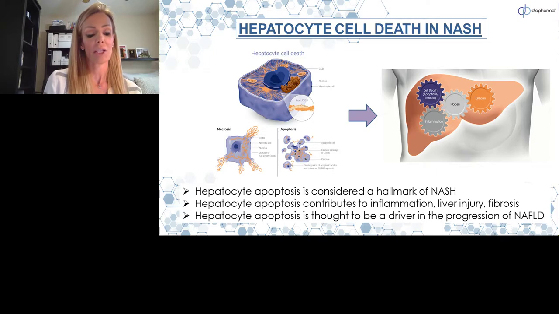Apoptotic hepatocytes, in turn, activate immune cells and hepatic stellate cells, which leads to chronic inflammation, liver injury, and fibrosis. Hepatocyte apoptosis is thought to be an important, if not critical, driver in the progression of NAFLD and the development of fibrosis.